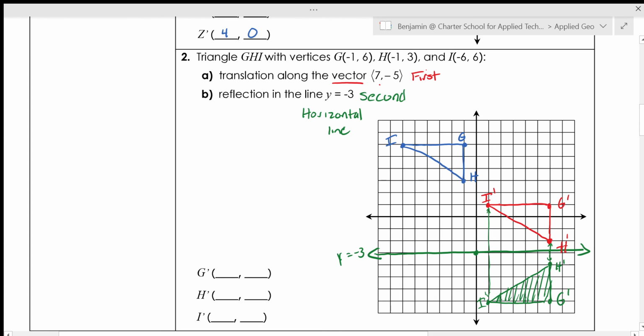And then G is going to be (6, -7). H is going to be (6, -4), and then I would be (1, -7), and we're done.